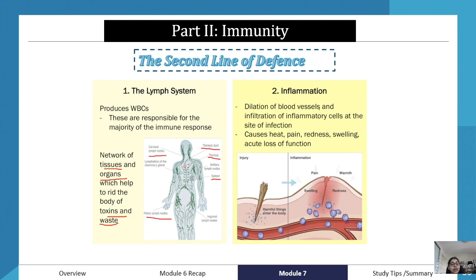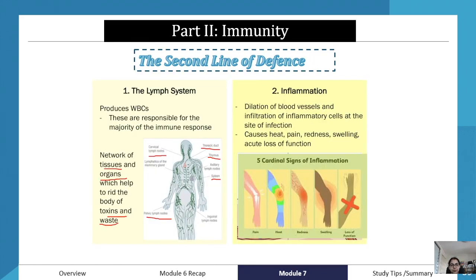Secondly, we've got inflammation. Inflammation is basically swelling. There is dilation of blood vessels and infiltration of inflammatory cells at the site of infection, and that causes heat, pain, redness, swelling, and acute loss of function. So there are 5 cardinal signs of inflammation: pain, heat, redness, swelling, and loss of function. That's the last one, and that generally doesn't happen. It's usually sort of this, depending on obviously what the injury is.